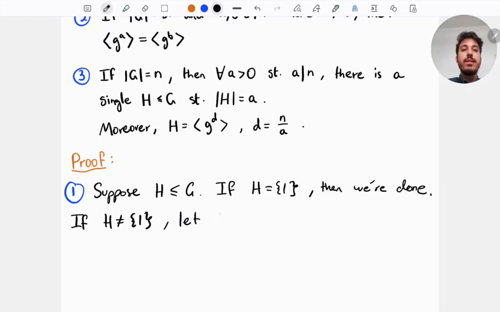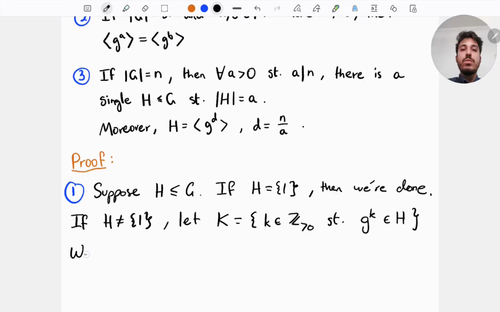Let K be equal to all the positive integers small k such that g to the k lies inside H. So it is all the positive integers where g to the power of that integer gives you an element in H.